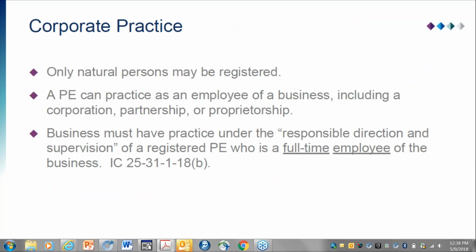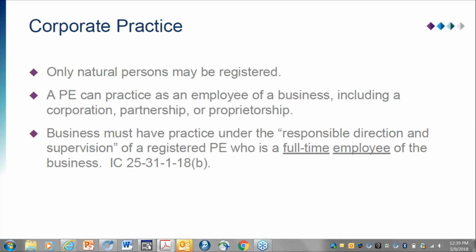Now, I touched on this briefly. What about the corporate practice? I pointed out in Illinois, there has to be a registration of a professional design firm for everybody, including professional corporations, everybody other than a solo practitioner who's using her or his own name. But what about in Indiana? Well, first of all, they point out only natural persons may be registered. That's no surprise. But a PE can practice as an employee of a business. And no surprise with that, too.